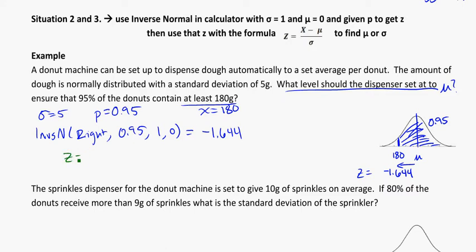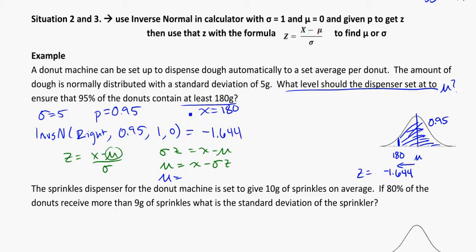Z is equal to x minus mu over sigma, and the one I'm looking for is actually mu, so I need to rearrange this formula. First thing I'll do is times sigma to the other side, so sigma z is equal to x minus mu, and then I might subtract mu over here and take the sigma z to the other side. So there's my rearrangement for it. If you struggle with algebra, you can memorize that aspect of it. So the mu that I'm looking for is going to be that x value that I've been given.